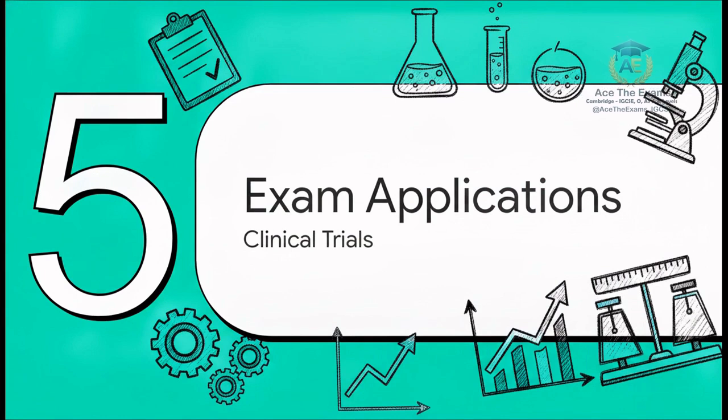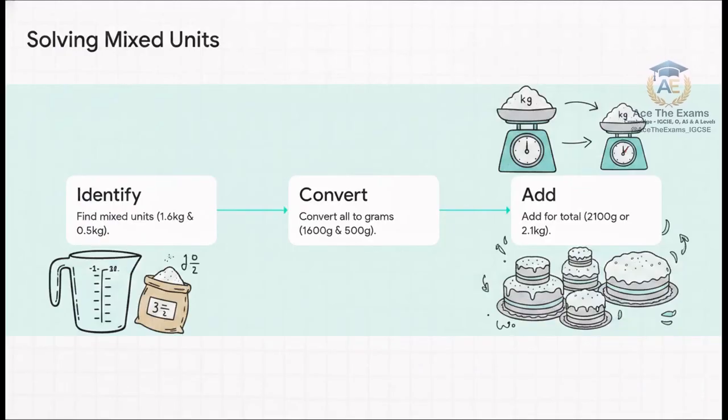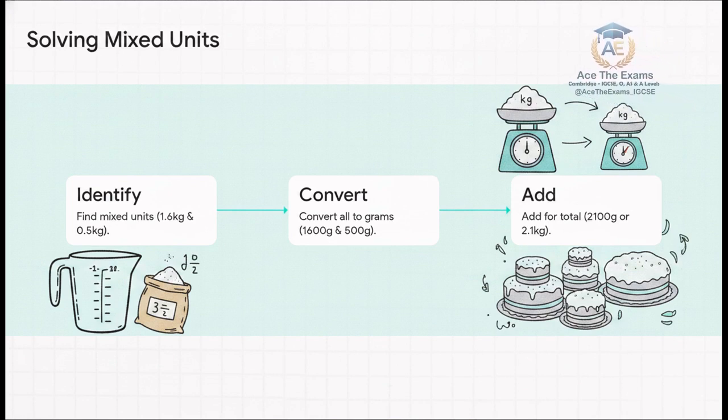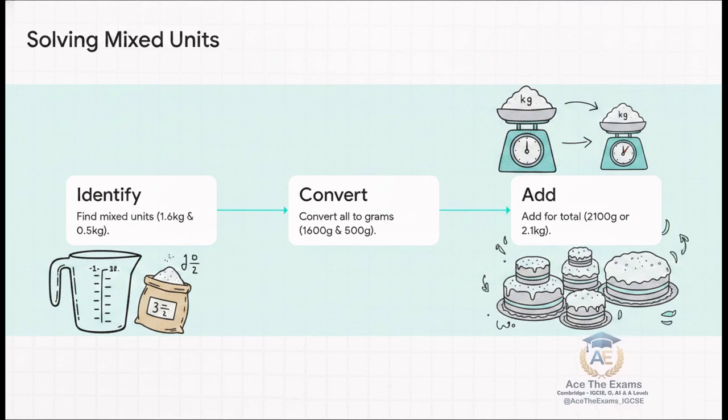All right, Section 5, Practical Exam Applications. Let's run some clinical trials. Let's take a look at example 39.1 from our source material. So Misha is baking some cakes. One recipe needs 1.6 kilograms of flour, and another needs a half kilogram. The question simply asks how much he needs altogether. The symptom here? Mixed units. We've got decimals and fractions of a kilogram mixing together.